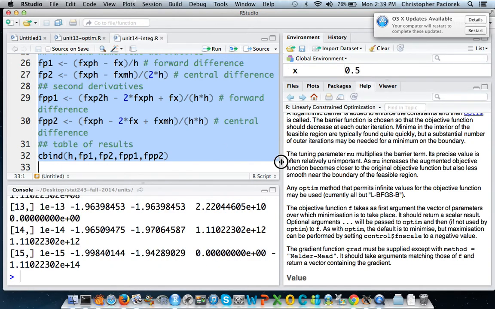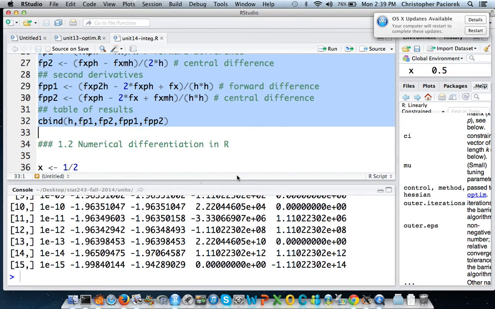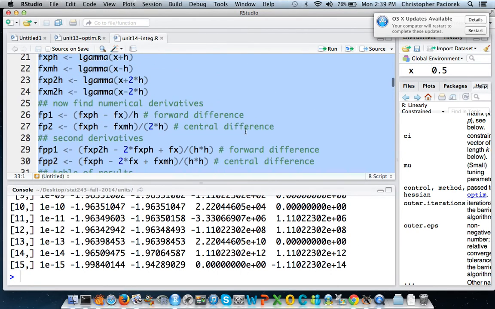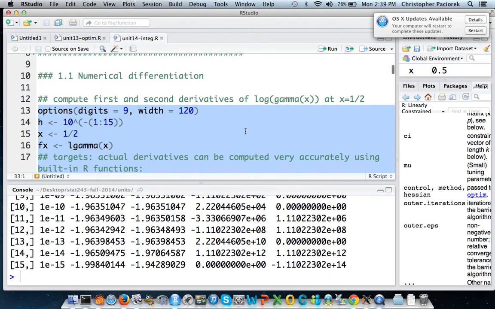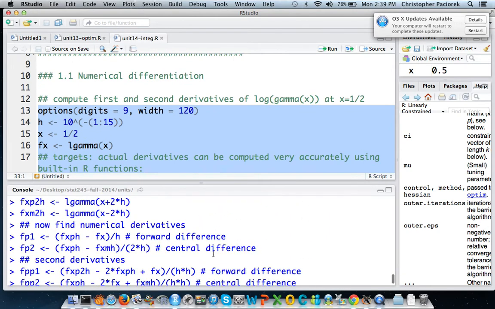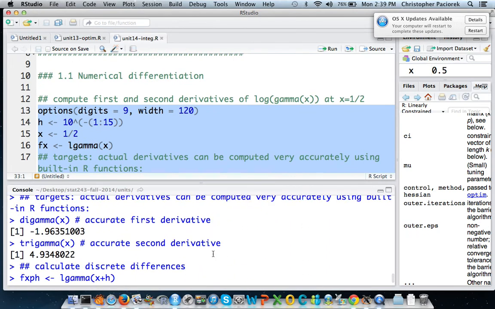And of course, since I'm in R studio, I'm going to have problems with the size of the screen. Okay, so the correct answers up to 6 or 8 digits are, for the first derivative, minus 1.96351003. And for the second derivative, 4.9348022.